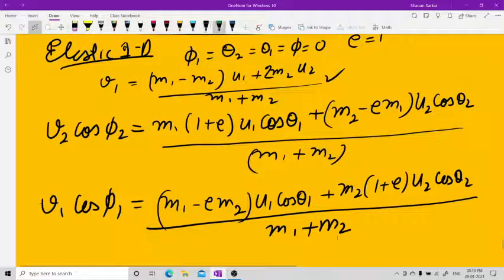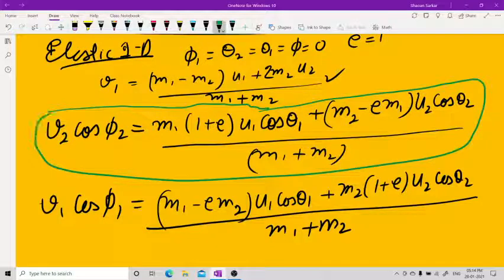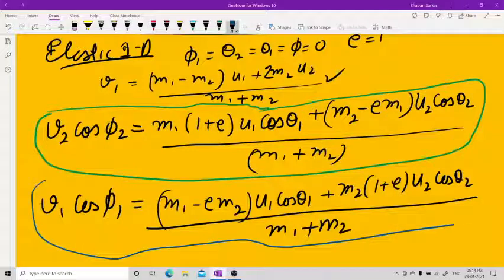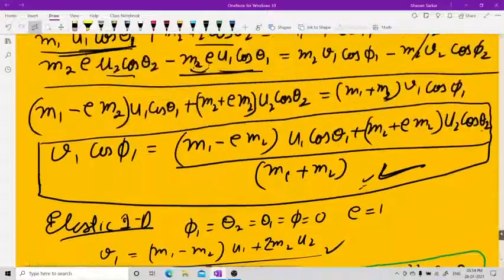This equation, wait a minute, let me draw the line for you. This equation and this equation, these two equations are very, very important in two dimensions. In two dimensions, these two equations are the most important of all. Now you've got v1 and v2, but you've not actually got the total equation yet, because you have this point here.